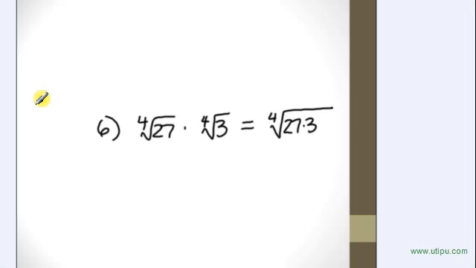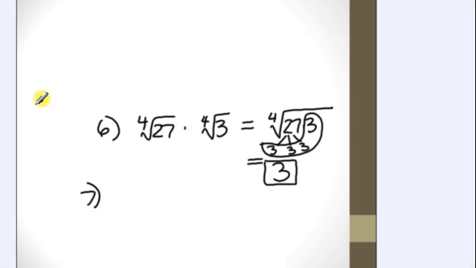27 times 3. And what I see here, even before I multiply it together, 27 is 3 times 3 times 3. Times another 3 is 81. But notice I have 4 3's underneath the radical sign. So if I take the 4th root of that, it's just going to equal 3. And that simplifies nicely for us. Let's look at example 7.